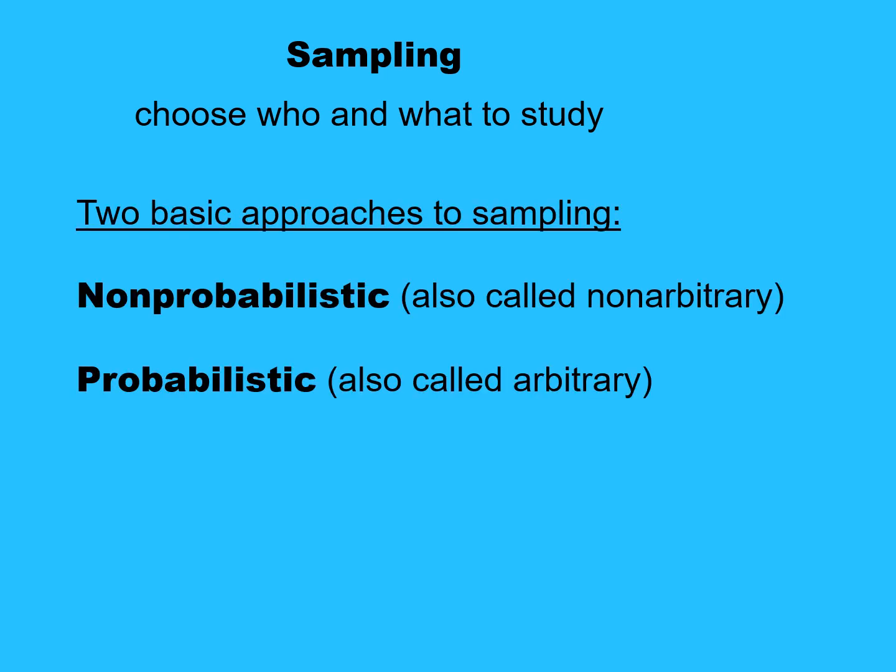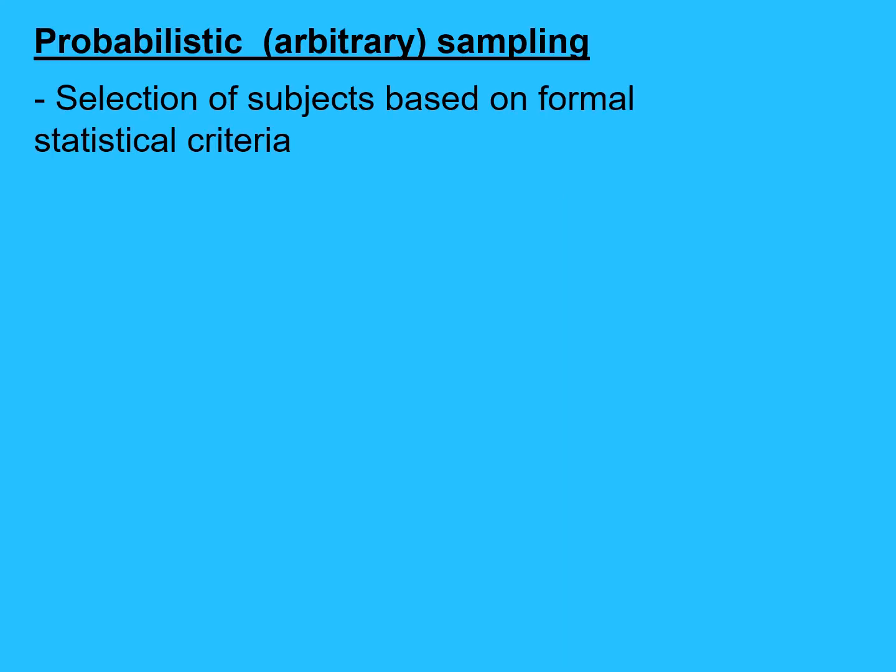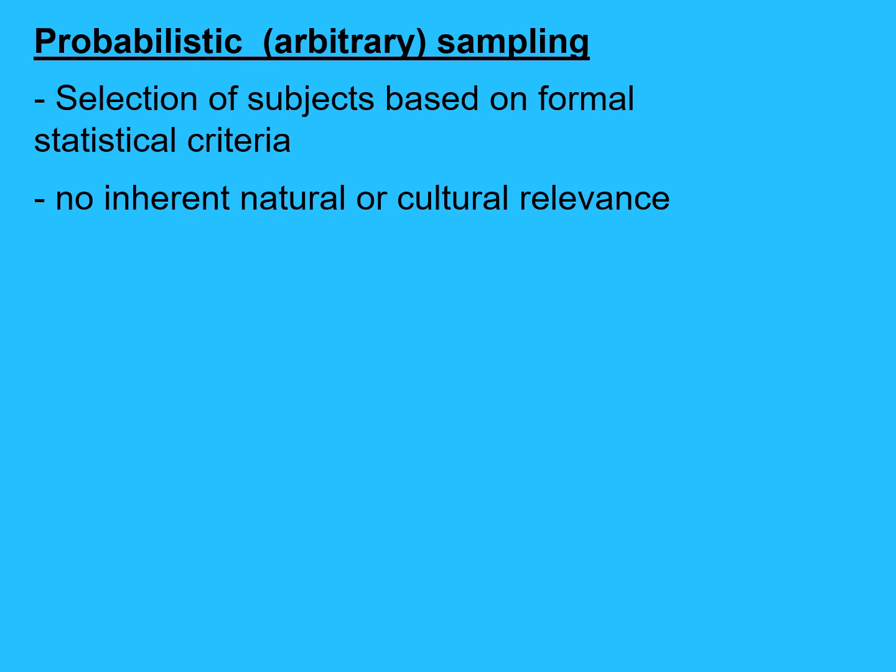There are two basic approaches to sampling. One is non-probabilistic, also called non-arbitrary. And the other is probabilistic sampling, also called arbitrary. And I'll start with that. So in probabilistic or arbitrary sampling, you select subjects based on formal statistical criteria. So there's no inherent natural or cultural relevance to who you choose to talk to, somewhat.